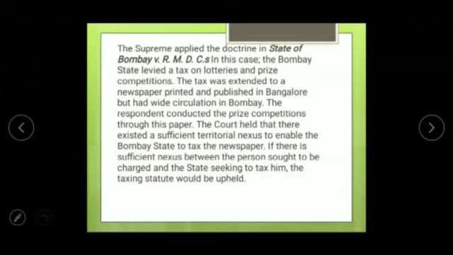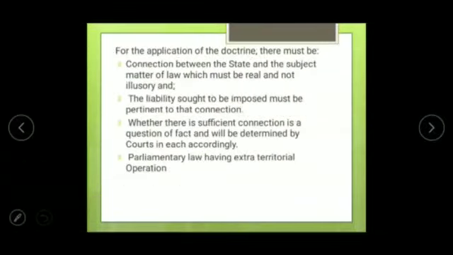Now in this case the court also held that for the application of this doctrine of territorial nexus there must be a connection between the state and the subject matter of law, which has to be real and not illusionary, right? It should not be illusionary. Then the liability sought to be imposed must be pertinent to that connection. And then whether there is sufficient connection is a question of fact and will be determined by a court.